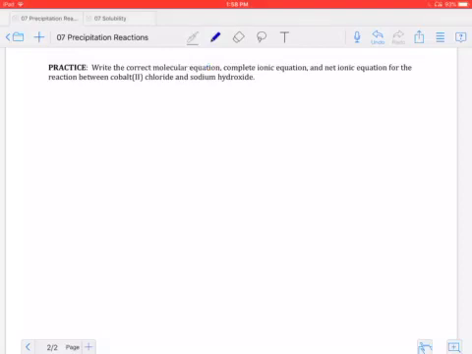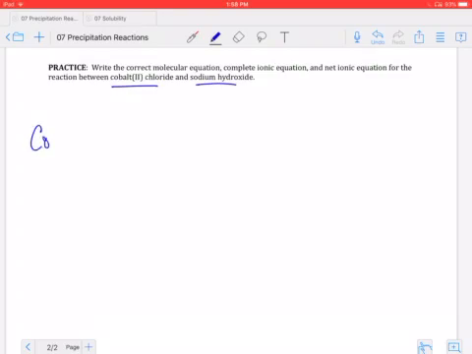I'll work through one more example showing how we can start with two solutions and come up with the net ionic equation. In this particular example, we have cobalt chloride and sodium hydroxide, and I want the molecular, complete ionic, and net ionic equation for these. So we start by taking each of our reactants and writing those out. That'll give us our molecular compound.